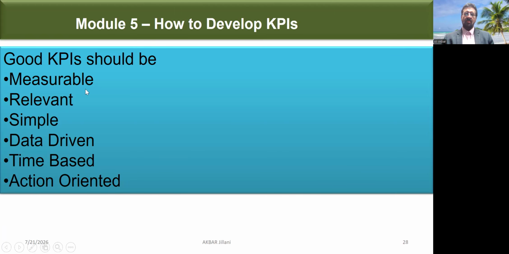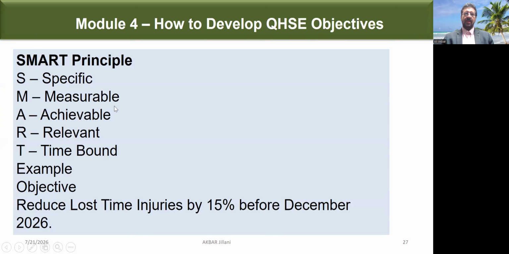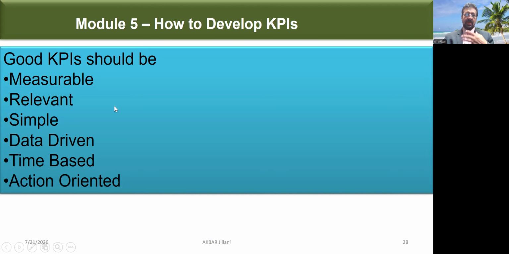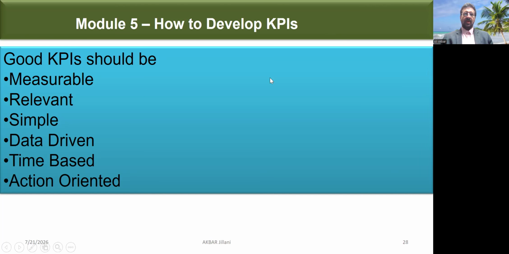Now, what are the characteristics of KPIs? Measurable, relevant, simple, data-driven, time-based, action-oriented. Now we are here on how to develop the KPIs. Module 4 was for developing objectives; module 5 is for the KPIs.